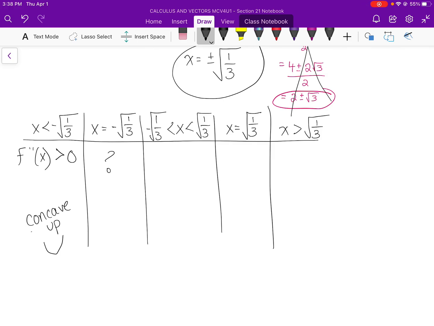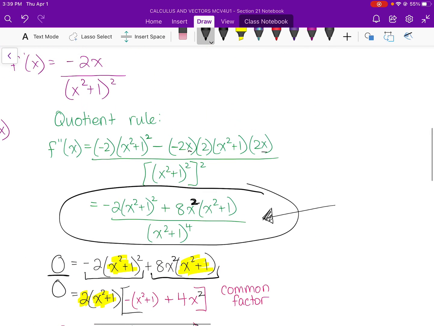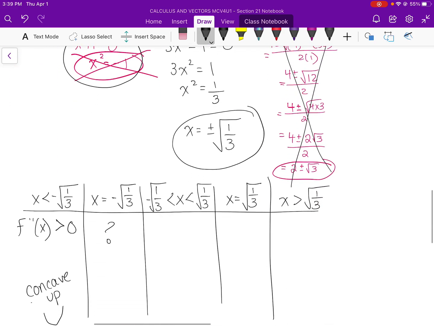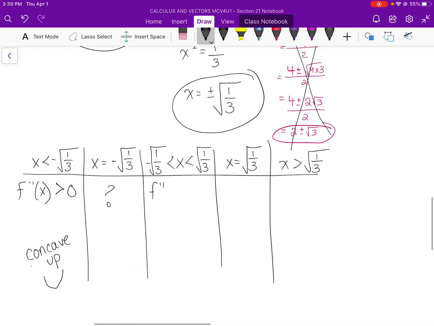Okay, so what happens when x is in between the two? Let's say I set x equal to 0. Okay, I think my function is going to be negative. So my second derivative is actually going to be less than 0 when x is 0. That means my graph will be concave down. Okay, so we are changing concavity. Therefore we know that this will be a point of inflection.